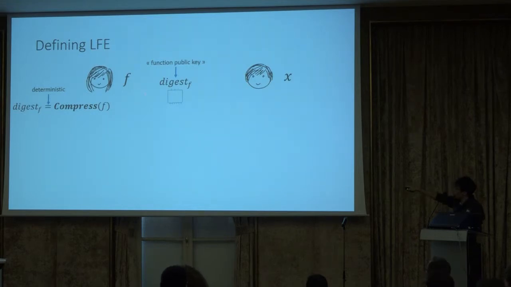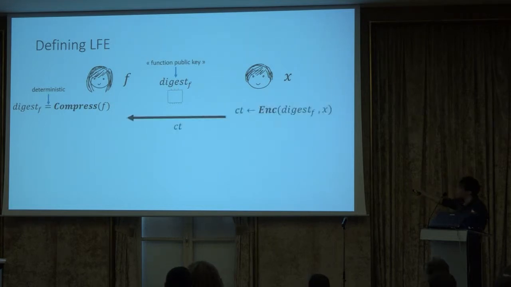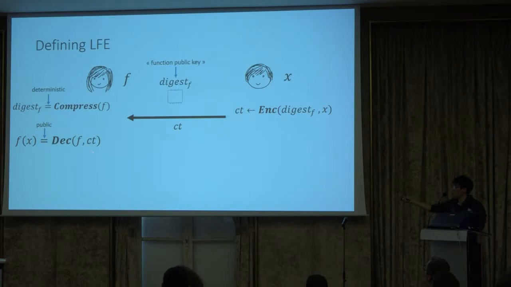If Alice publishes this digest in the sky, you can think of it as a function public key that any Bob can use to encrypt his input using some encryption algorithm. This gives a ciphertext that Alice will be able to decrypt using her knowledge of f. Notice that Alice, to compress her function, doesn't use any randomness, and therefore she doesn't have any secret state tied to the primitive. So the decryption is actually public, as long as the party knows the function f that x has been encrypted with respect to. This is strange, but it will be useful later.